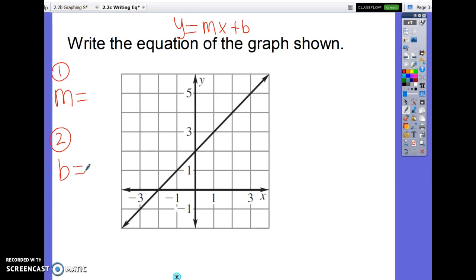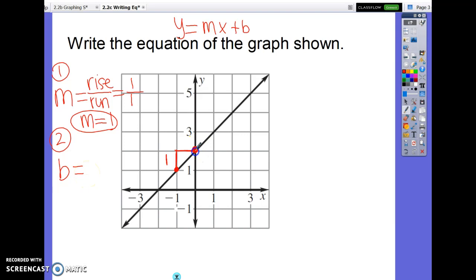Well, remember, our slope m is our rise over run. So let's start off by picking 2 points on this graph. So here's 1 point, here's another point. Well, to get from here, I'm going to go up 1, that's my rise, and I'm going to go over 1, that's my run. Well, 1 over 1 I can simplify to just my slope being m equals 1. So I'm halfway. I still need to know my y-intercept.